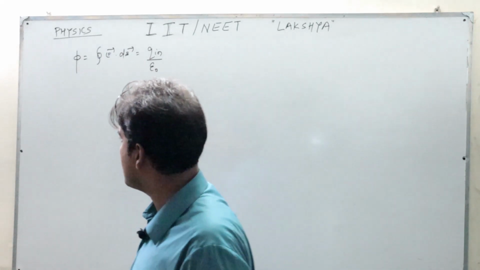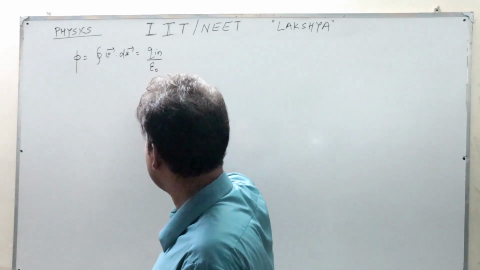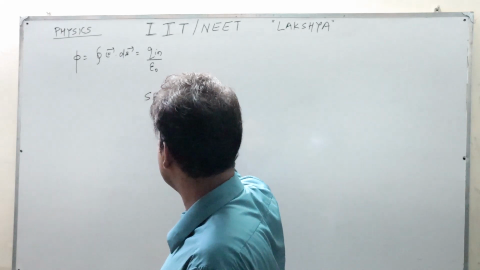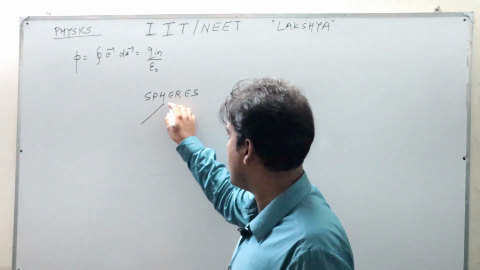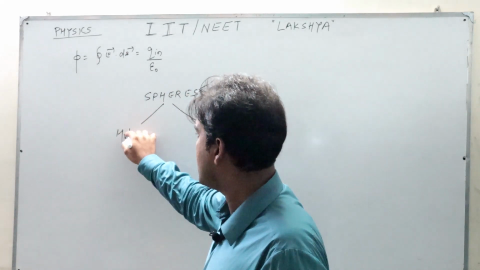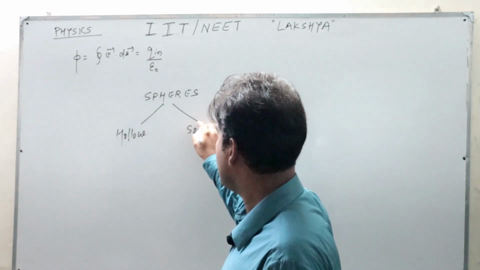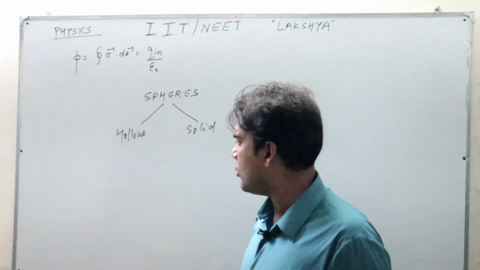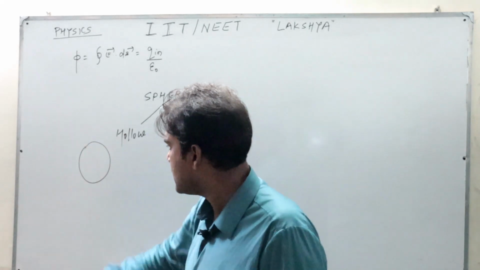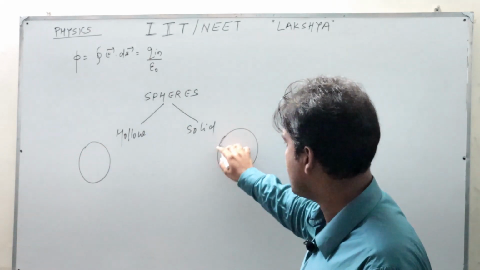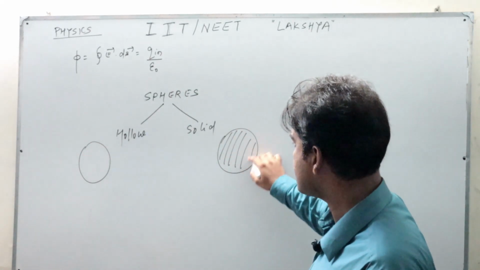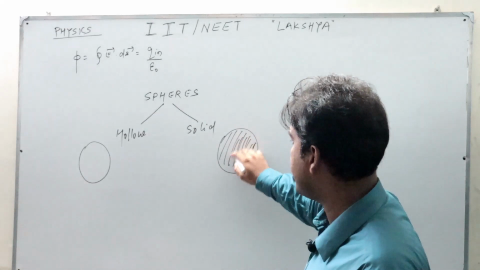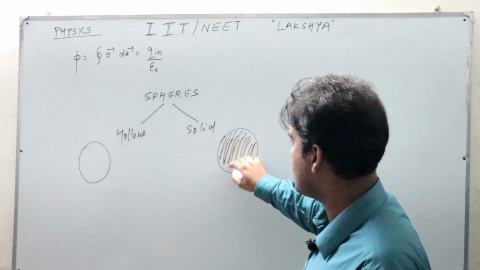So now let us talk about spheres. Basically spheres we can divide into two segments. One is hollow spheres and another is solid spheres. Hollow sphere will be something like this, and solid sphere means it is filled from inside also, means it is filled entirely with matter. So that is your solid sphere.